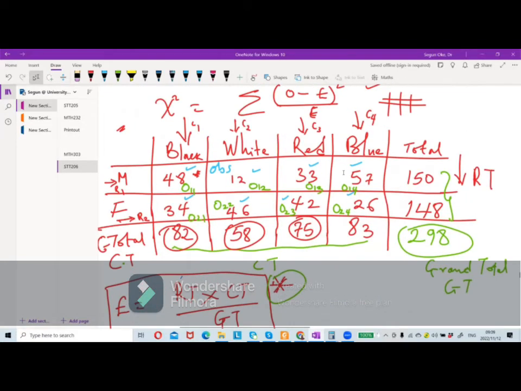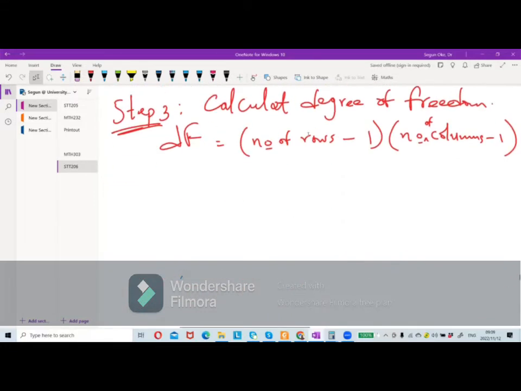How many rows do we have now? 2 rows. How many rows do you see now? 2 rows. They are there in your notes. You have a row of male and a row of female. And you have a column of black, column of white, column of red, and column of blue. How many? 4. Yes. 1, 2, 3, 4.